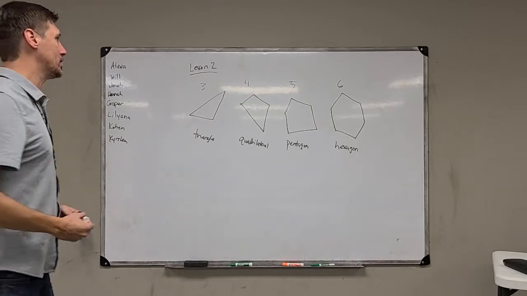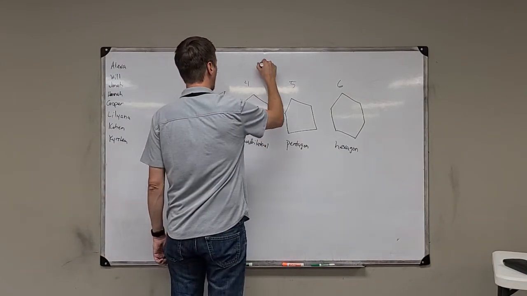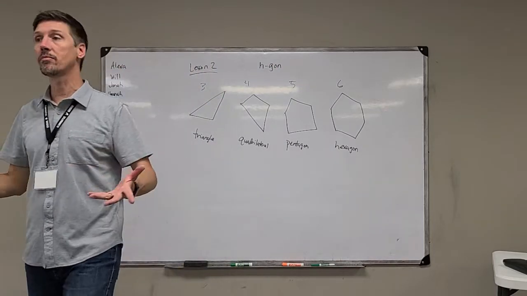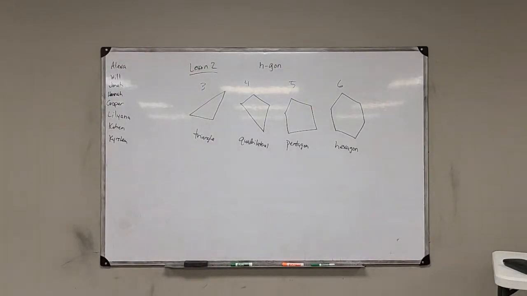And then if we just want to say we're talking about some polygon and we maybe don't know the number of sides, we'll just say an n-gon. So it's n number of sides. The n is just a variable that could represent any number of sides.